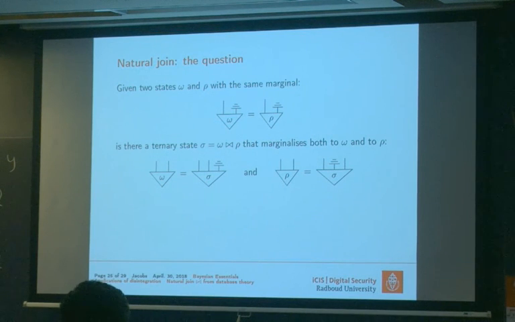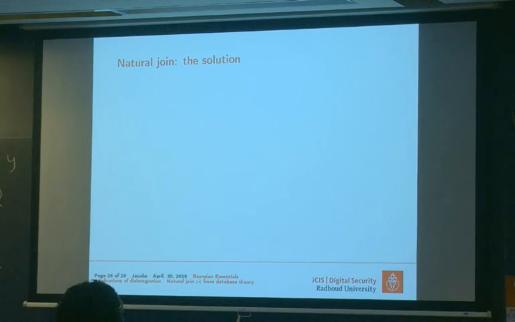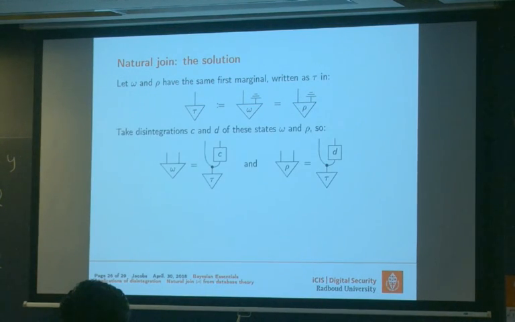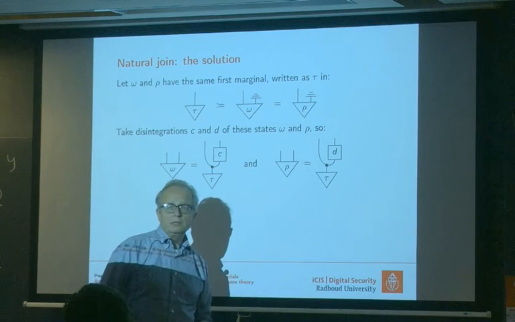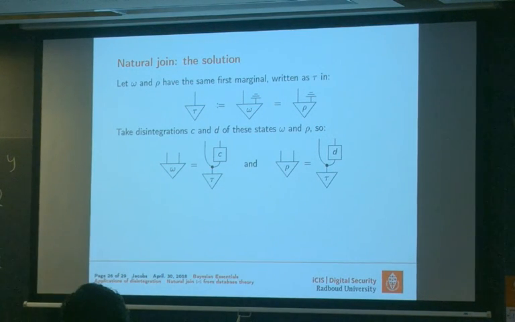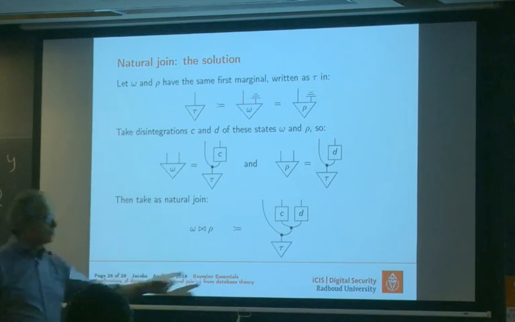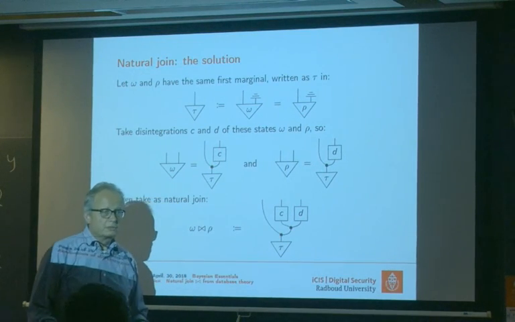There are various algorithms in the literature for doing this. The solution by disintegration is very nice and simple. So the assumption I have is that these marginals are the same, and I'll write them as tau. Now I use this tau to obtain 2 disintegrations of omega via C and of rho via D. Now how do I get my ternary state? Well, once you've got this point, it's sort of obvious. Given this tau, you copy it twice. This is your ternary state.